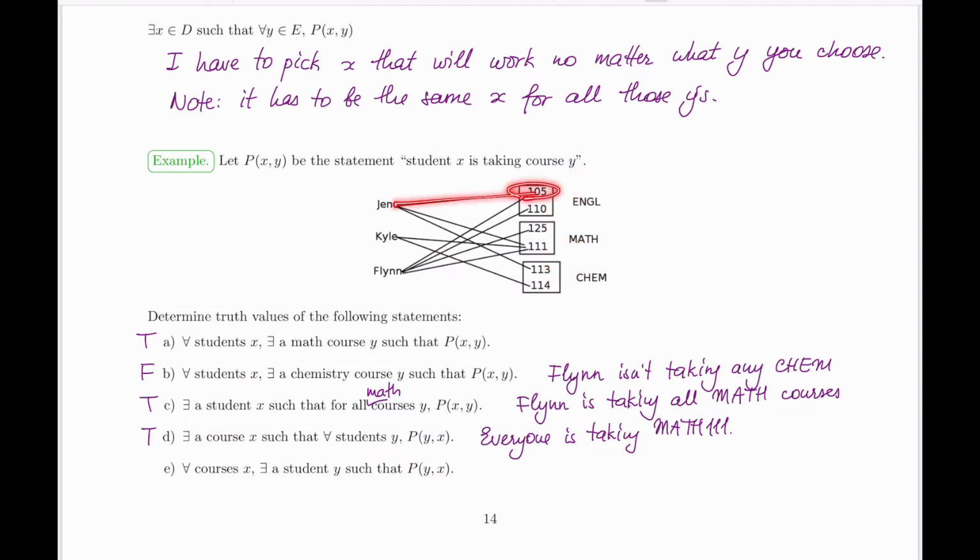English 105, Jen is taking. English 110, Flynn is taking. Math 125, Flynn is taking. Math 111, again, for example, Flynn is taking. It says there is a student, so it doesn't have to be any fixed student, can be any one of them. Chemistry 113, Jen is taking. Chemistry 114, Kyle is taking. So no matter what course you choose, I can find a student that is signed up in that course. So this statement is true, and our justification here, or basically another way to rephrase this statement, is all courses have students in them.